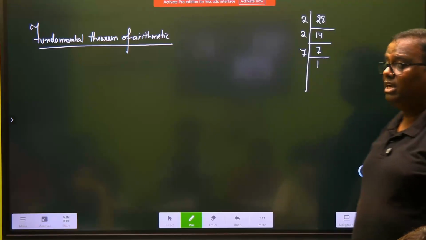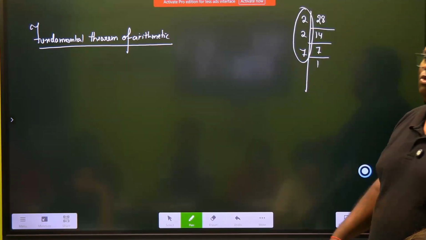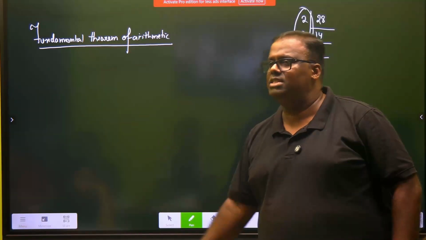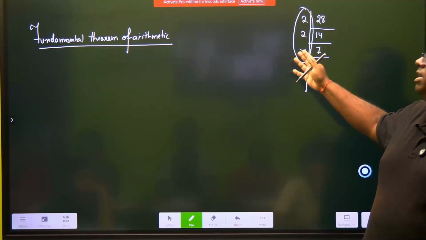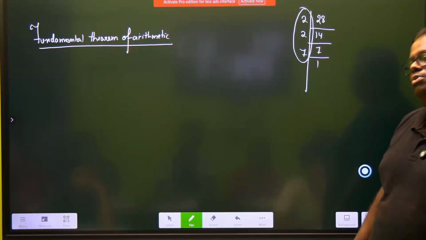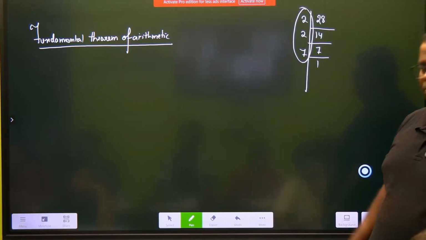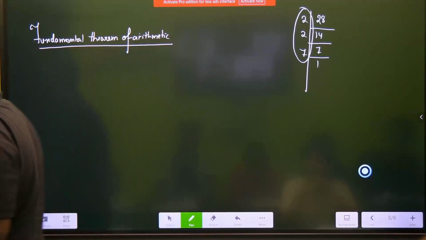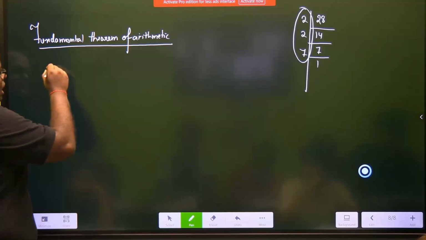That means 28 is a composite number whose factorization will give you primes which are 2 and 7, where 2 is appearing twice and 7 once. And this is unique. Somebody may write it as 7 into 2 into 2. Somebody may write 2 into 7 into 2. Somebody may write 2 into 2 into 7. That is allowed. But this is unique. Is this understood?